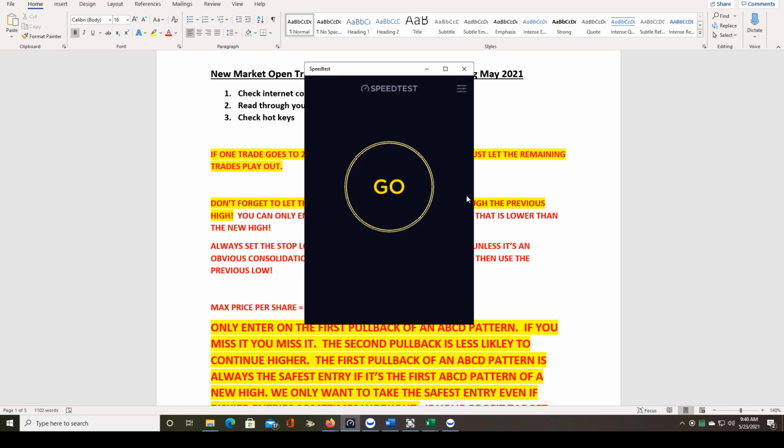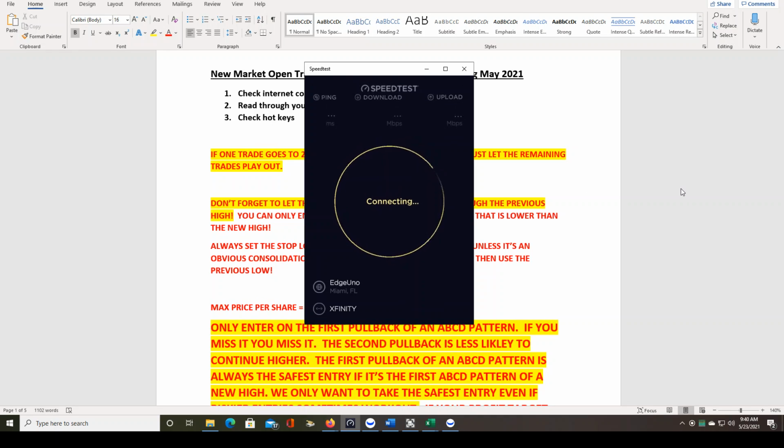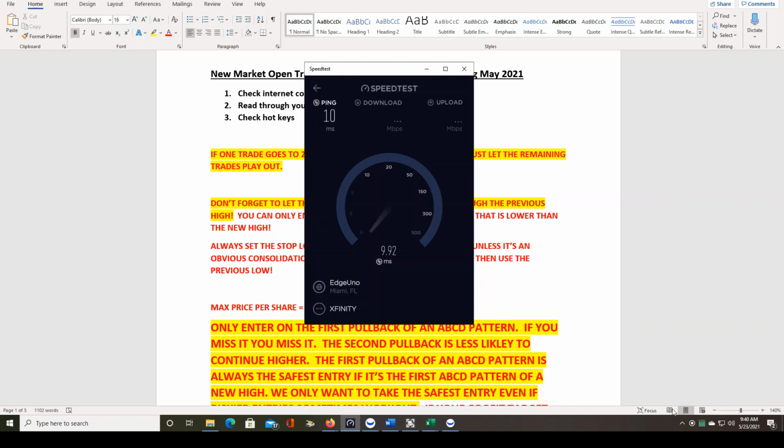You can use whatever software you like, but I have it pinned to the taskbar so I can open it immediately and just check my internet connection every day before I start trading, because sometimes you'll even have this little icon, but things aren't what they seem, and even all the lights on the modem will be on.